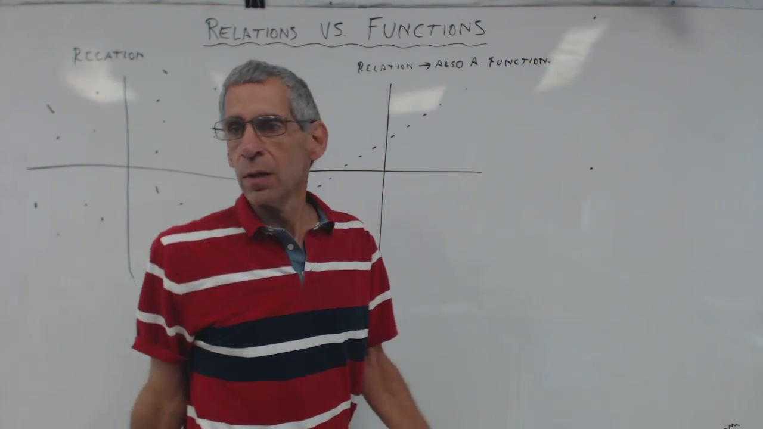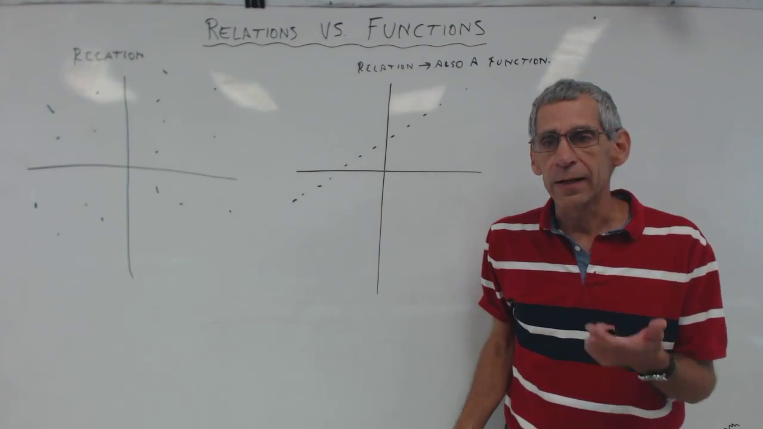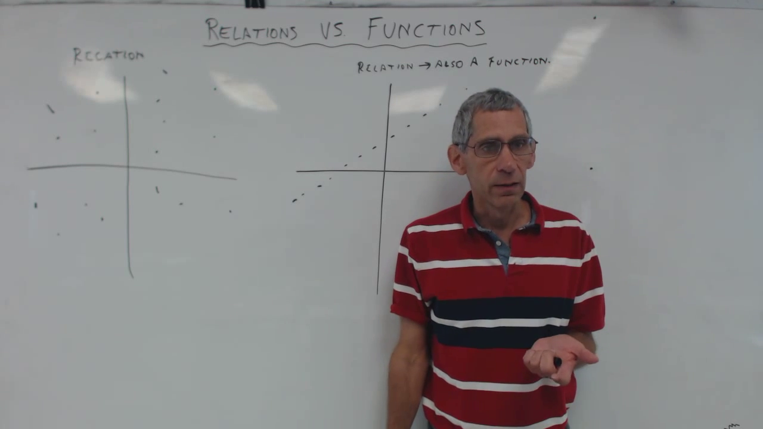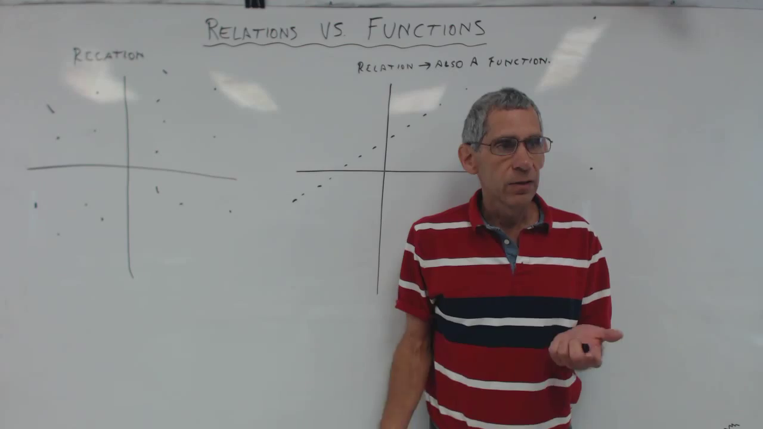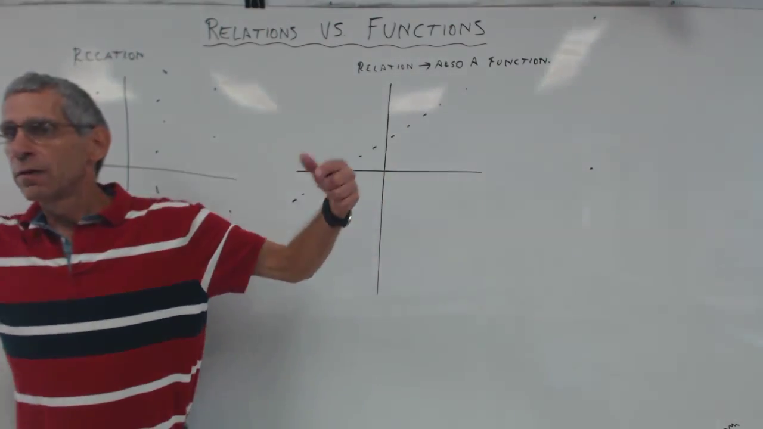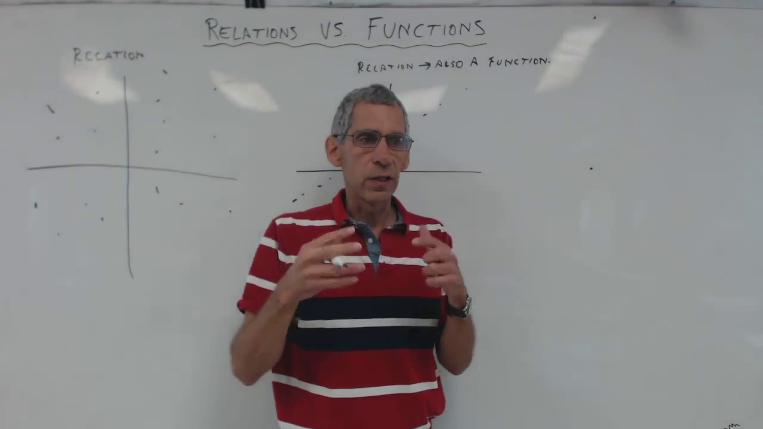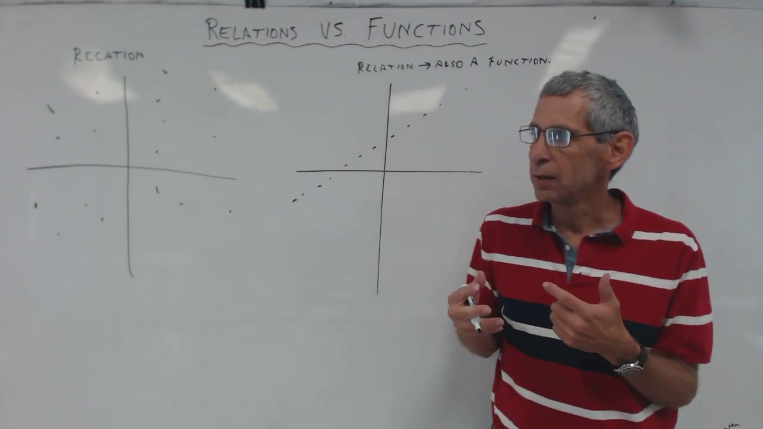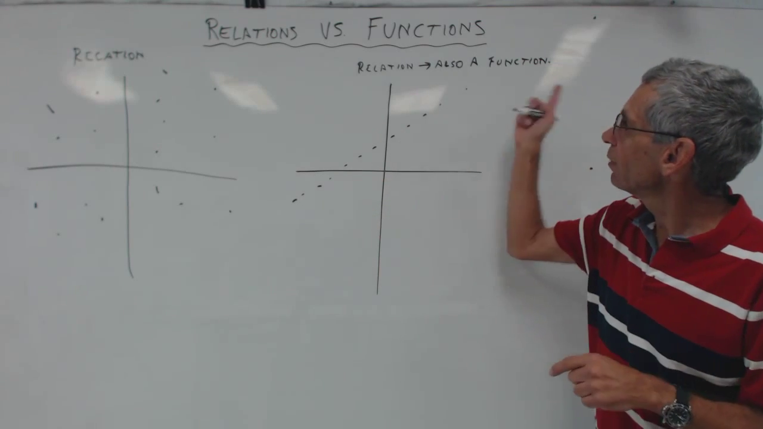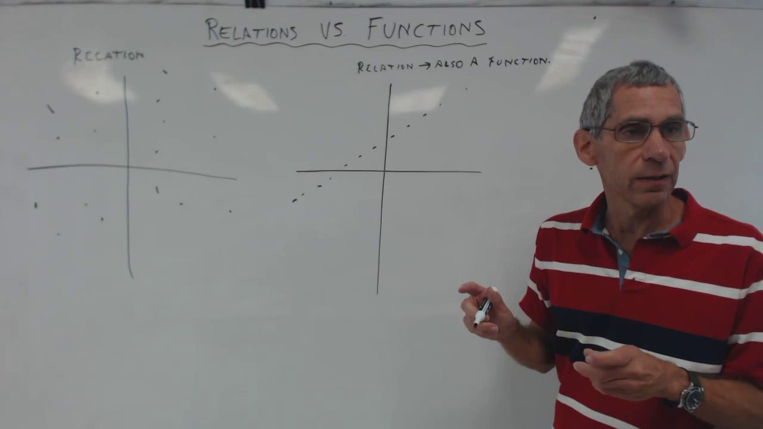Like, a banana is a fruit, right? But a fruit is not necessarily a banana, right? Relation is the bigger term. It's like the fruit. Function is like the banana, or the orange, or the apple, or the pear. It's one type of relation, okay? The beauty of the function is that you can depend on it, okay?